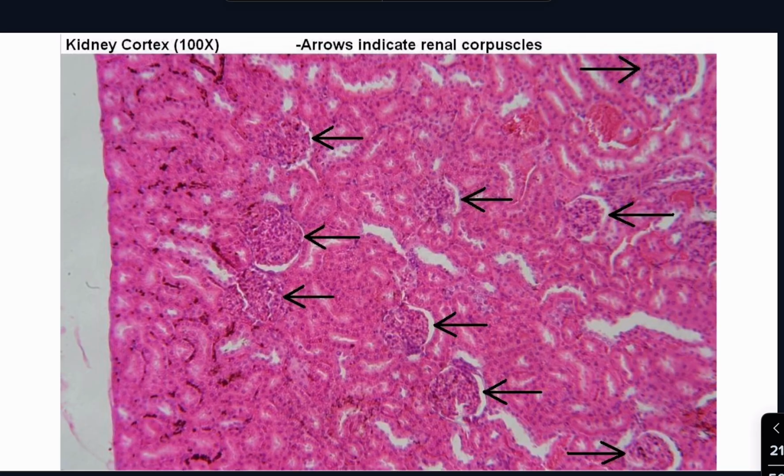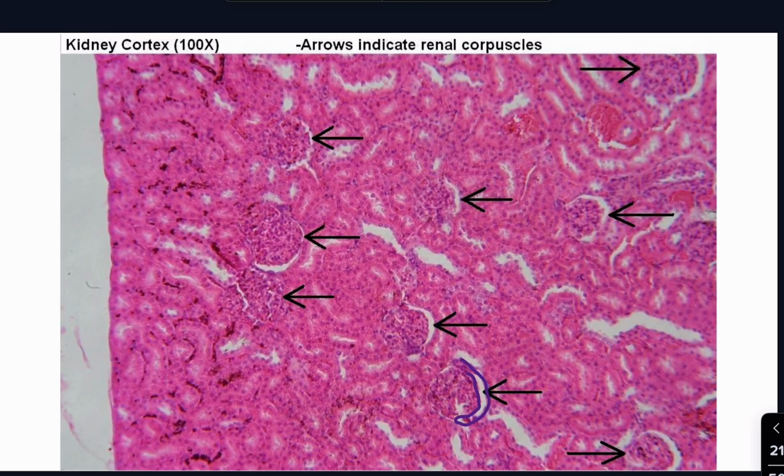And here we go. We zoomed in even a little bit more, and we can definitely see these renal corpuscles much more clearly. We're at 100x right now. If you look closely, all these black dots are pointing out your renal corpuscles, okay? And you can see the Bowman's capsule surrounding them in white over here.